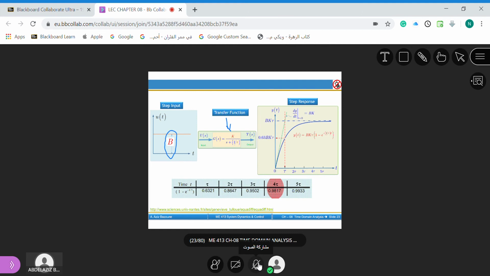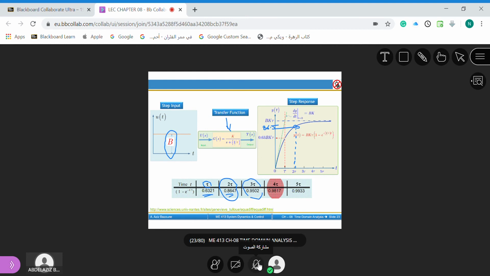For the step input, at tau the response will be at 63%. At 2 tau, the response will be 0.864, and here the value will be 0.864. If you draw a perpendicular line here, this corresponds to 86%, or 86.5%.